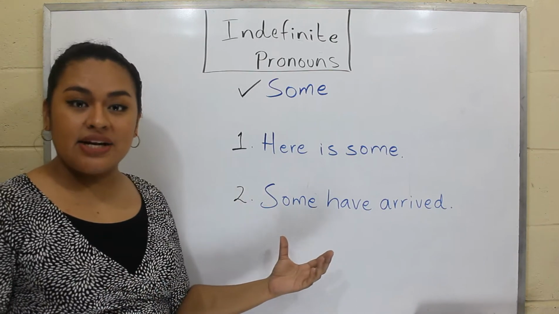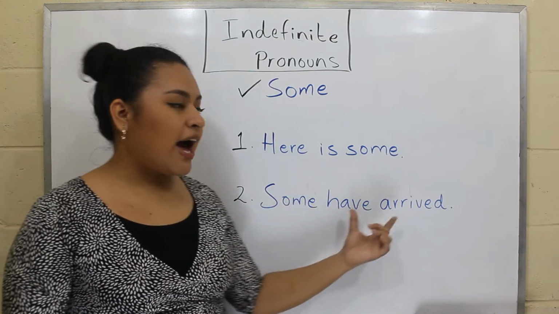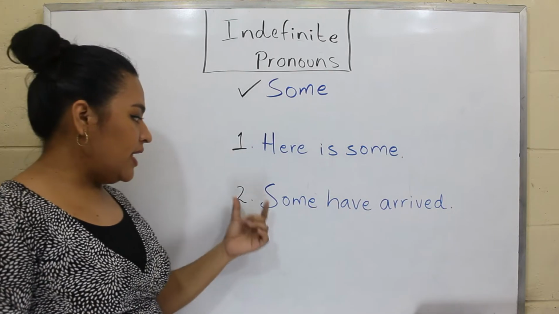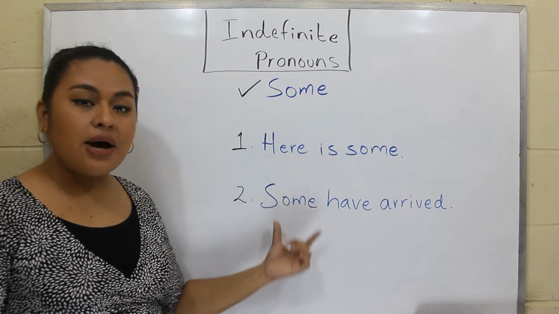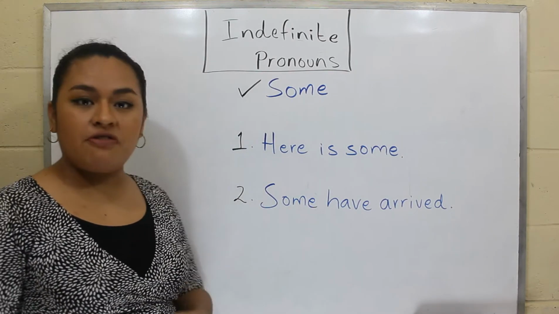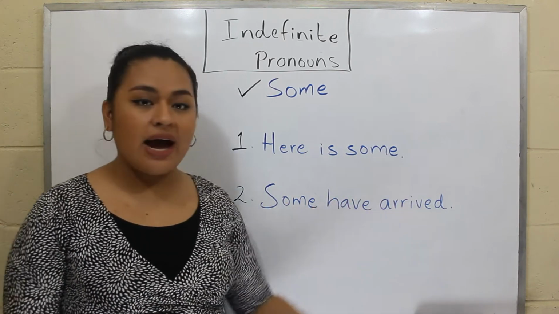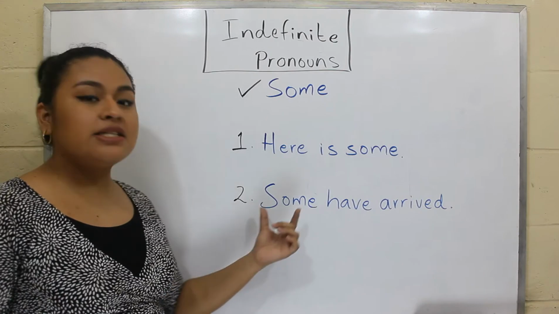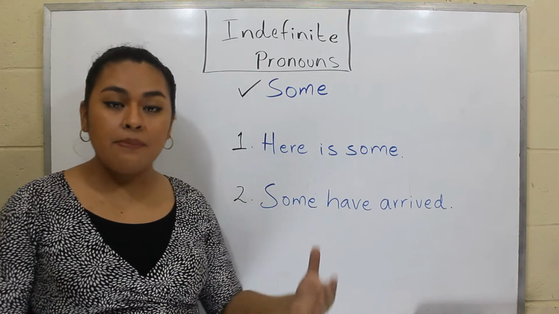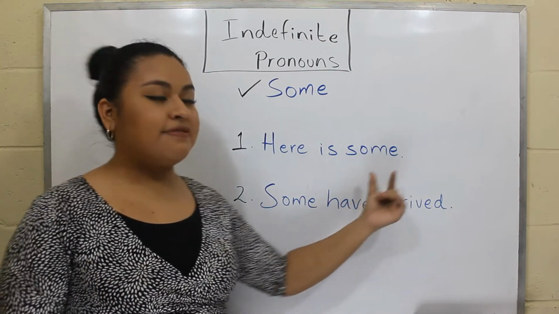And in this second example, some have arrived. And here we are saying that some people, some friends, or some relatives have arrived, or an unspecified number of people have arrived.